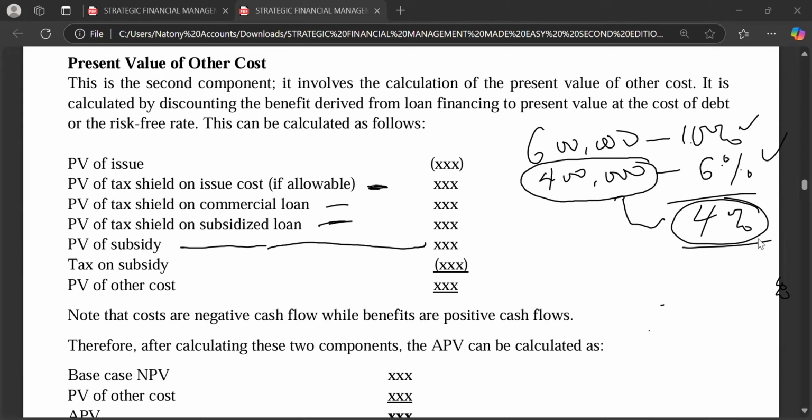So since the loan has been subsidized, it means that the company has a savings, which is this subsidy. So the company is going to pay tax on that savings. So if the tax rate is 30%, that means the company will pay tax of 30% on this subsidy. So this tax will also be what? An outflow. So this is just the summary of the PV of other costs.